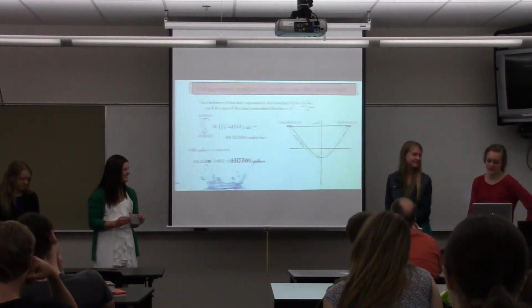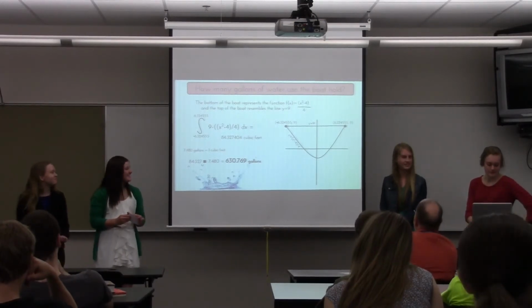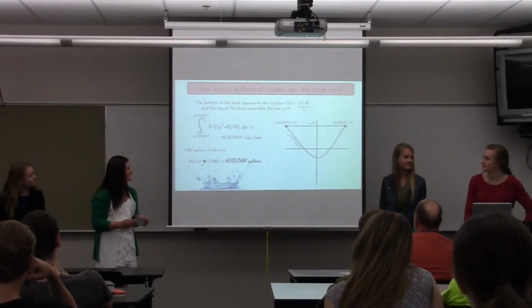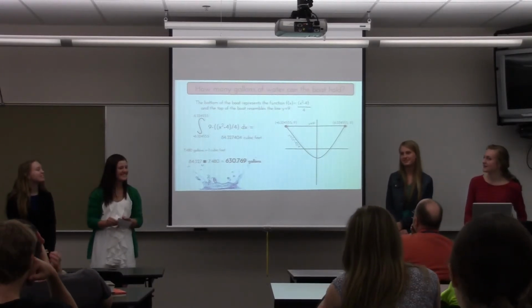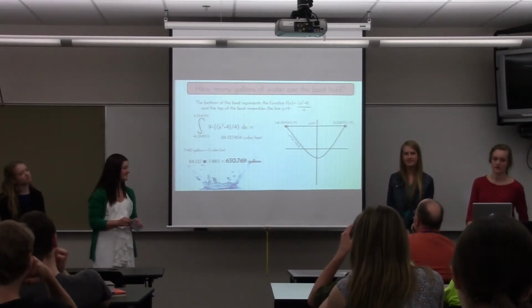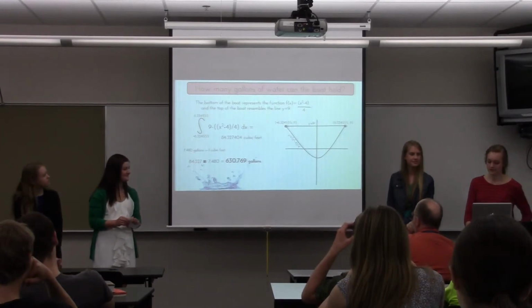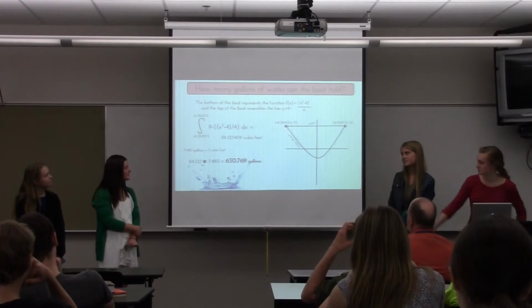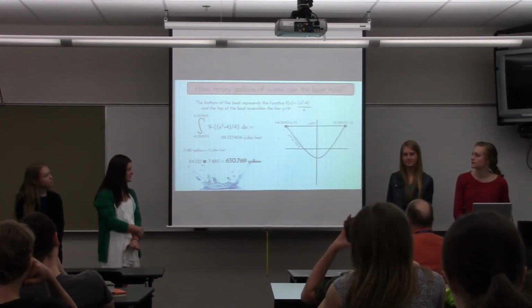This hole is bringing in water, and we want to know how many gallons the canoe can hold, so we need to know how much time we have to get out of the boat. The bottom of the boat represents the function f of x equals (x squared minus 4) over 4, which is this curve right here, and then the top of the boat equals the line y equals 9.